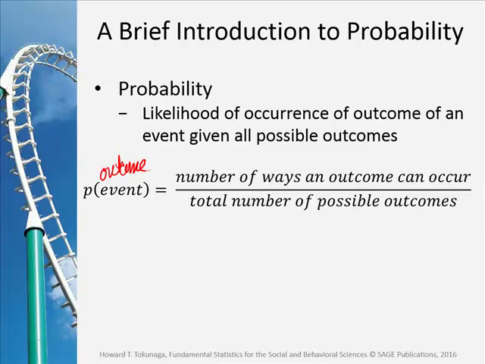So if we were to represent something like a die, what's the probability of rolling a 2? It's 1/6. The number of ways in which that outcome can occur: how many ways can you get a 2 on a 6-sided die? One way, the 2. How many possible outcomes are there? 6, because there's 6 sides.